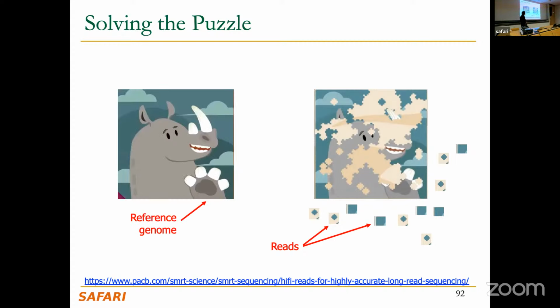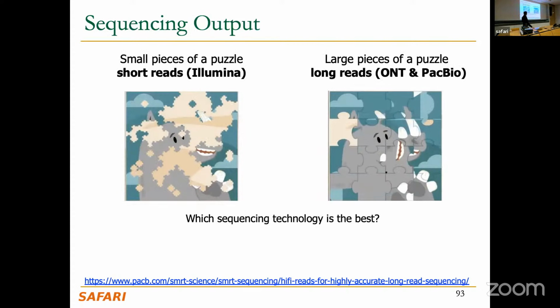And the good thing is that we may have a hint, a picture to look at, that we call a reference genome, right? So remember I mentioned the human reference genome that was completed 2 years ago. We can use such a reference genome to figure out where these reads belong to.